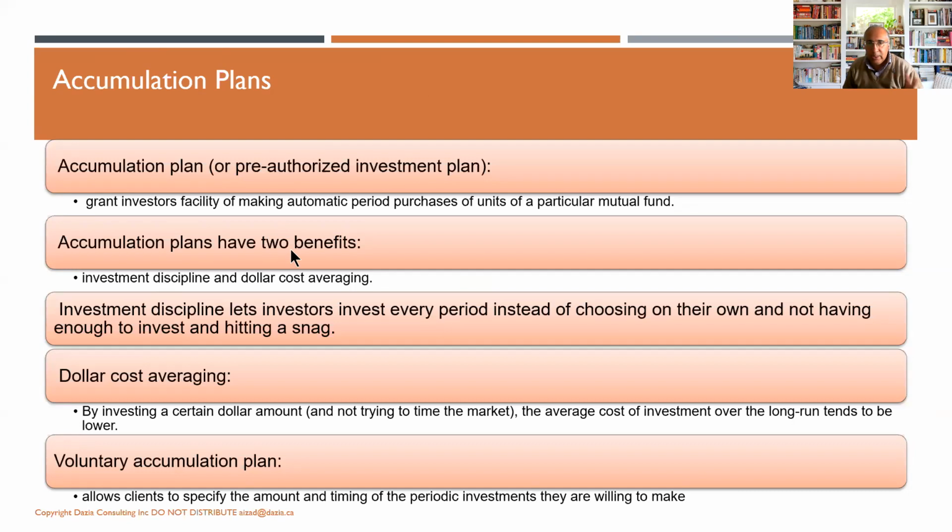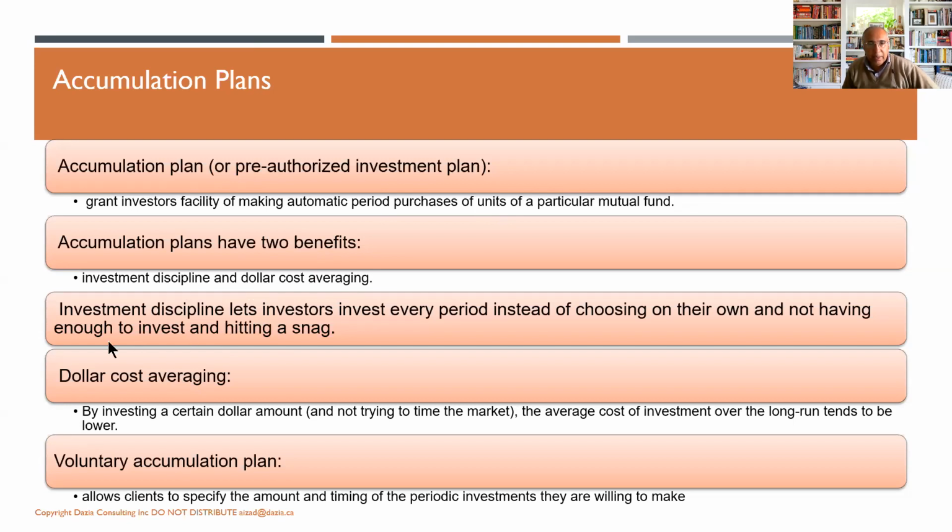Okay, so there are two benefits. One is investment discipline. If you say I'll do it myself, you might say, forget it, I don't have the money, or I'll spend it somewhere else. I'll order stuff from Amazon and I won't do it. So it's investment discipline. It goes there automatically every month. And the other benefit is dollar cost averaging. I'll explain dollar cost averaging here.